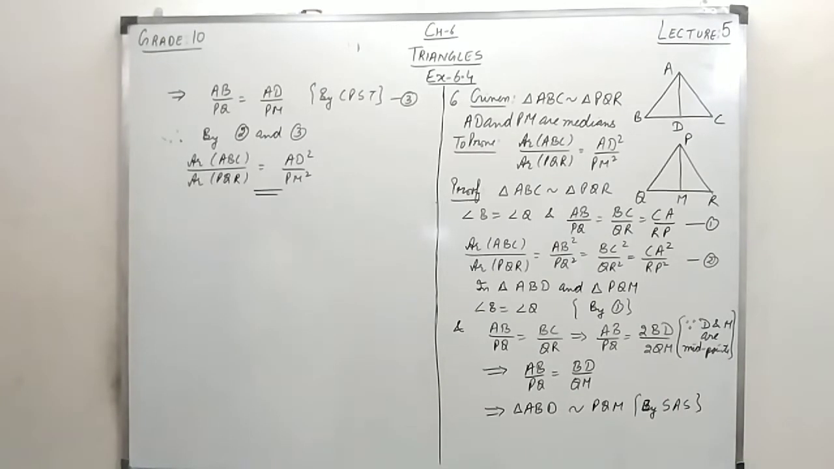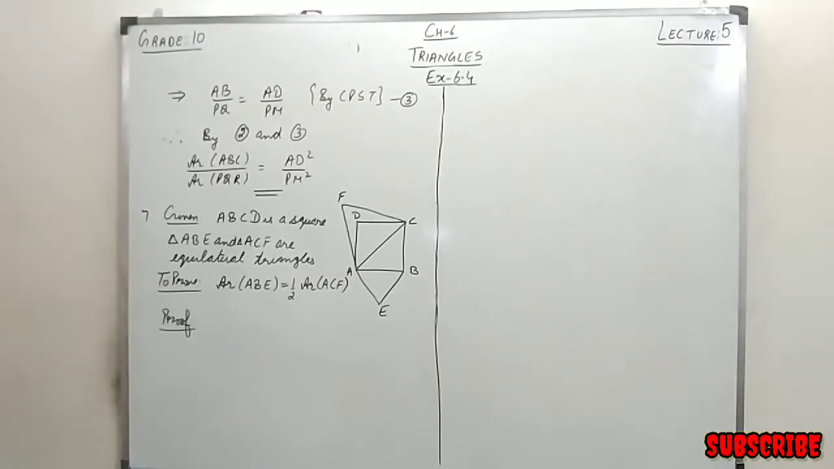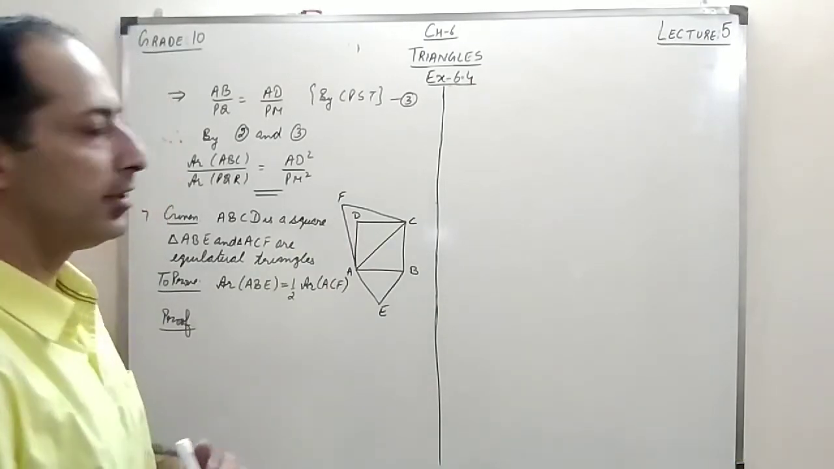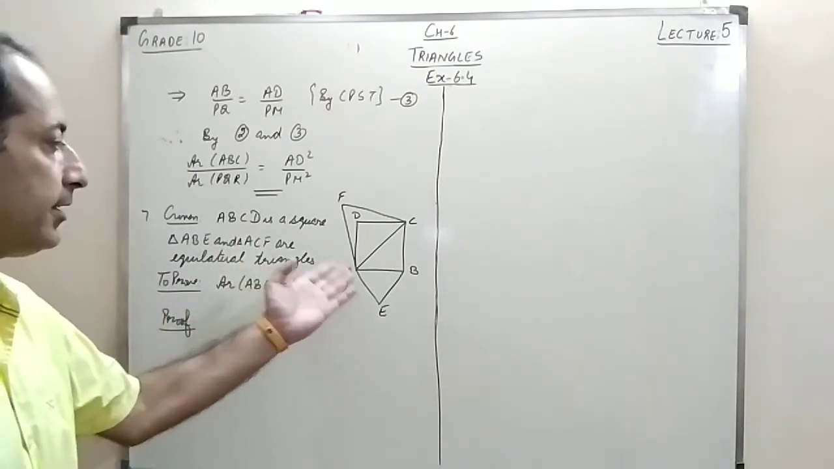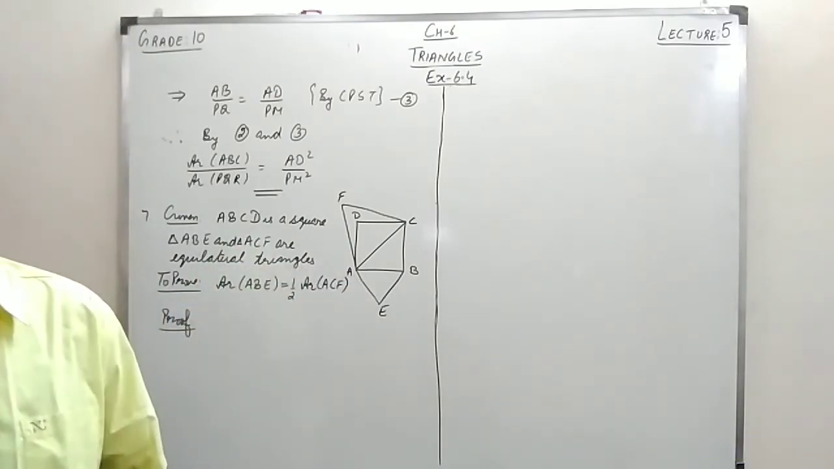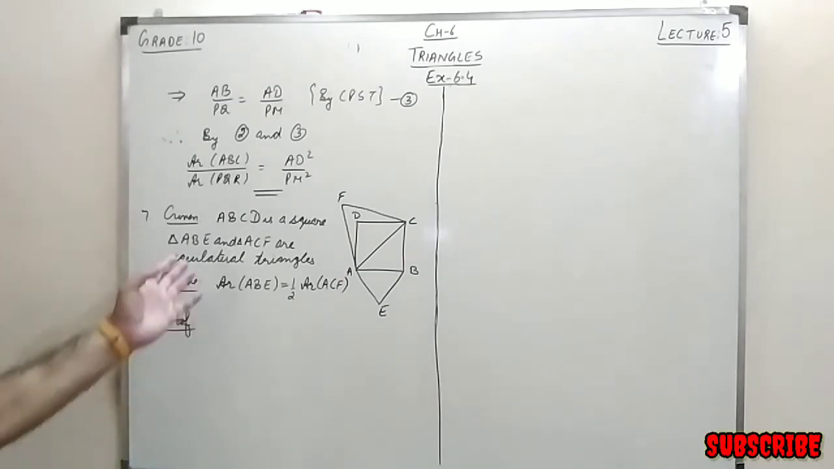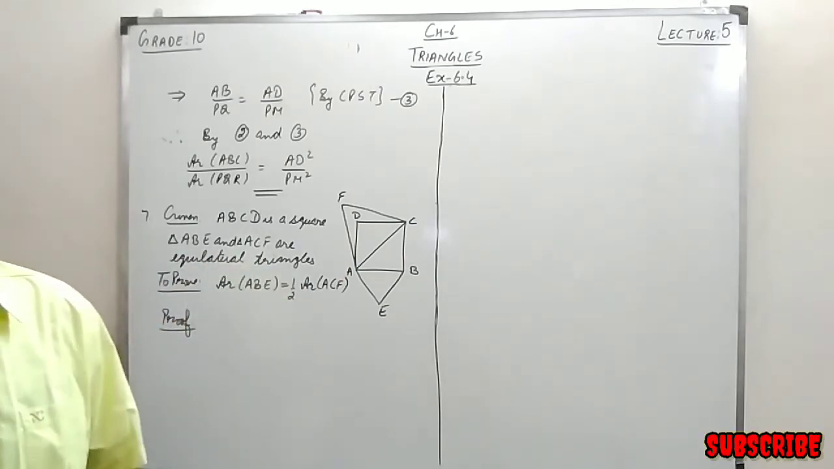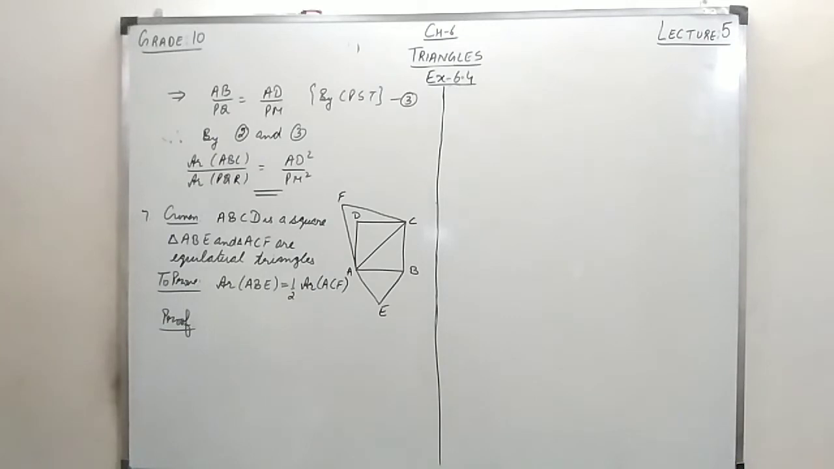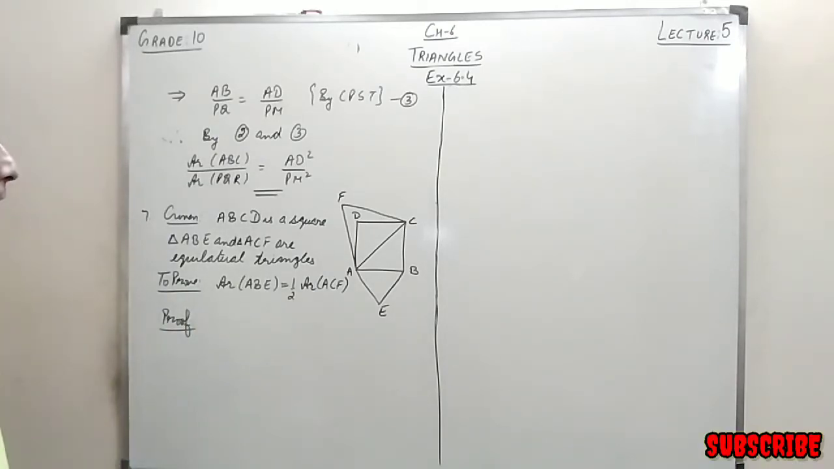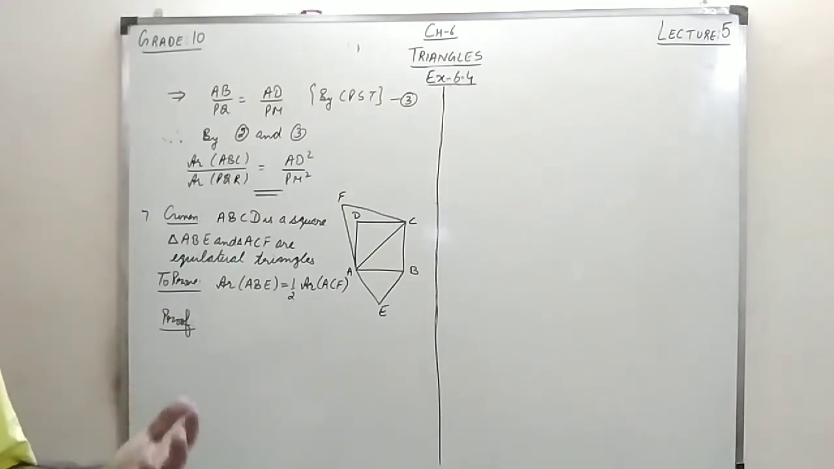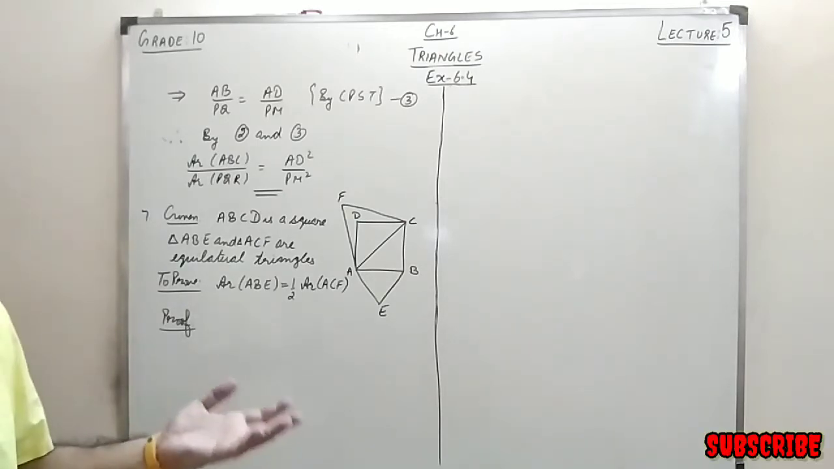Let's see the last question of this exercise now. In the last question, it's given that ABCD is a square and then two equilateral triangles are drawn, one on this side and one on the diagonal of the square. So ABE and ACF are equilateral triangles. What we have to prove is that the area of ABE is half the area of ACF. Now since the triangles are equilateral, obviously they would be similar.